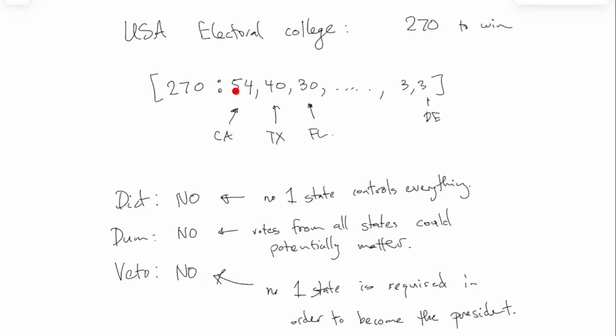Or even, in theory, California's population could exceed 270 all by themselves, and then California would be a dictator in this system. That is technically allowed in the Constitution. I think if that actually did happen in real life, the Constitution would immediately be changed to fix the system. But strange but true fact. All right, that'll do for today.